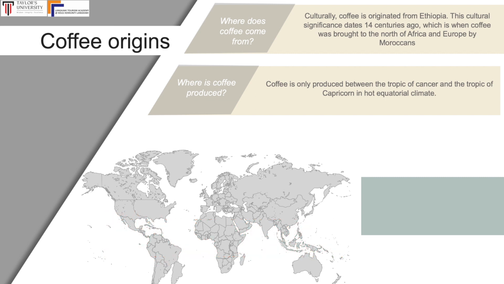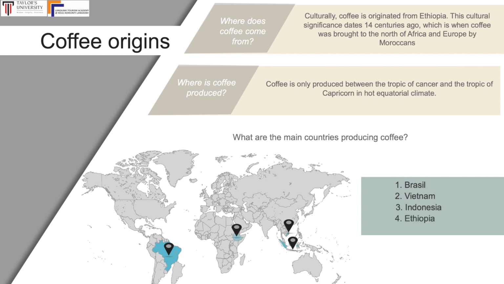What are the countries producing coffee? There are 5 main countries producing coffee in the world. The first one is Brazil, then Vietnam, Indonesia, Ethiopia, and Colombia.